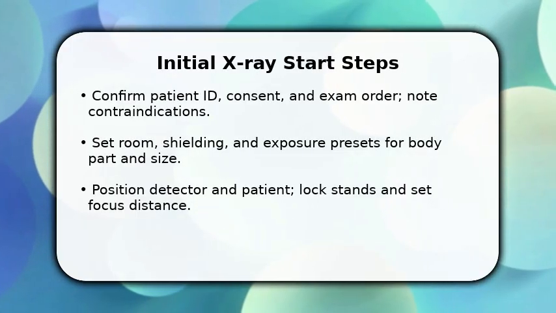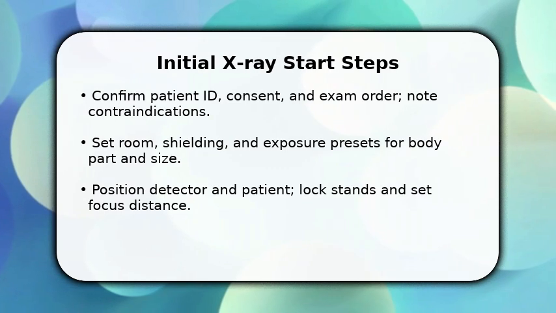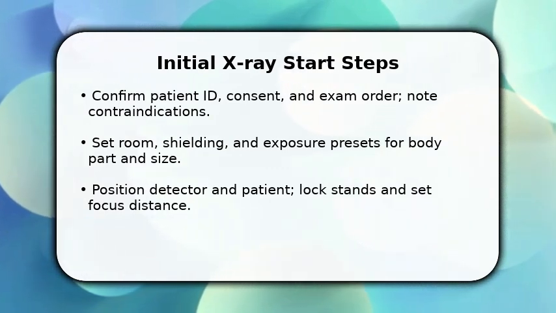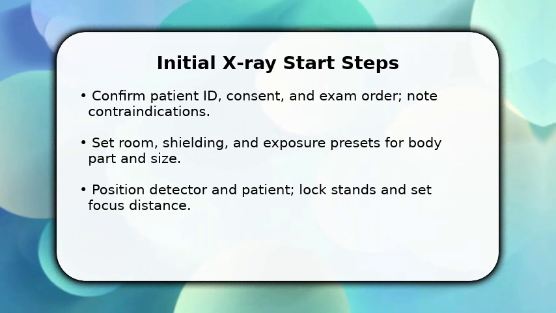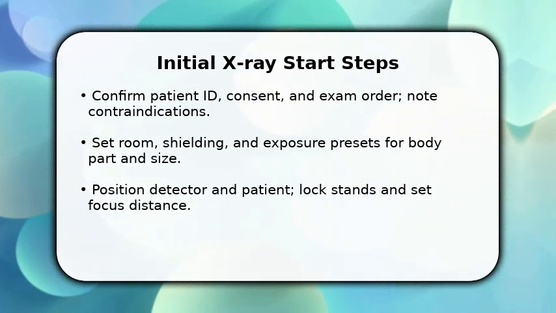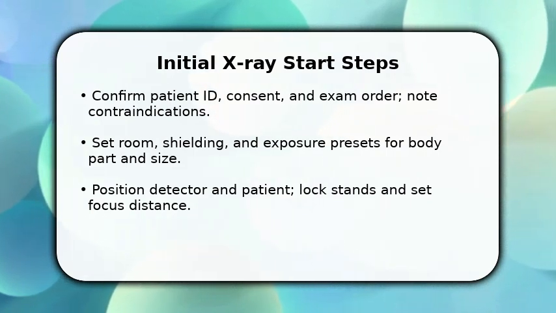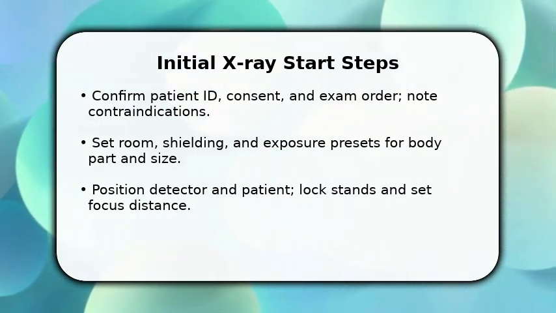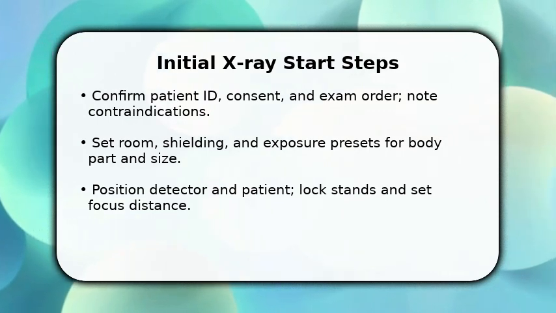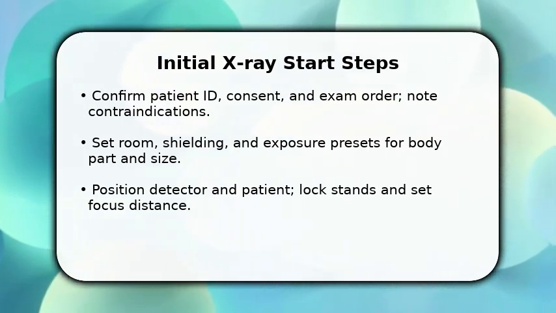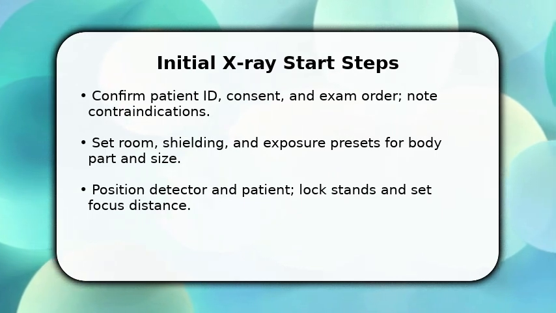You begin by verifying the order and obtaining informed consent. Confirm patient ID and any contraindications. Next, set the machine to the correct exam preset and select kVp and mAs ranges based on body part and patient size. Position the detector and patient precisely. Make sure the detector is locked and source-to-image distance is set.